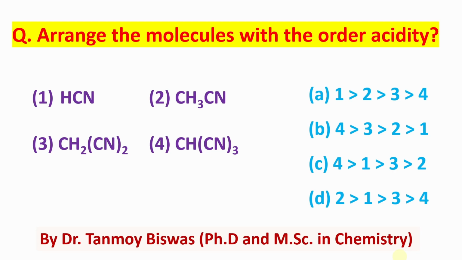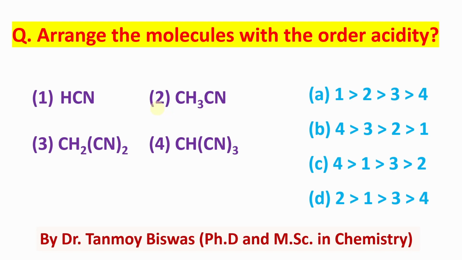Today's topic of discussion is one MCQ. The question is in front of you. I suggest everyone attempt this question in the comment box. I believe you have tried, so let's start. The question is: arrange the molecules in order of acidity. Which one is actually the strongest acid and which one is the weakest? You can see they are arranged with greater than signs.